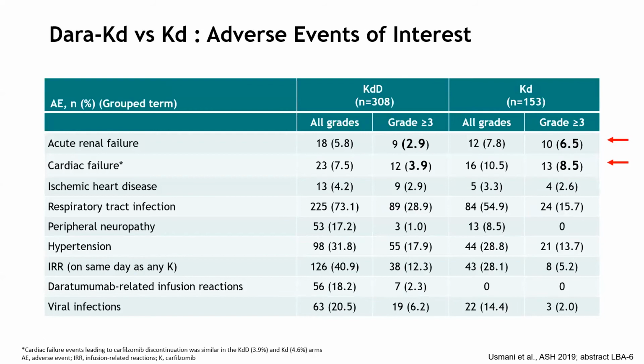This is a very interesting slide because of the adverse events of interest here. Why? Because acute renal failure, you can see the KDD arm is less compared to the KD arm, where KDD showed 2.9 percent grade 3 or more, while in the KD alone, 6.5. Not only this, but also cardiac failure was reported more in the KD arm with 8.5 compared to KDD 3.5.